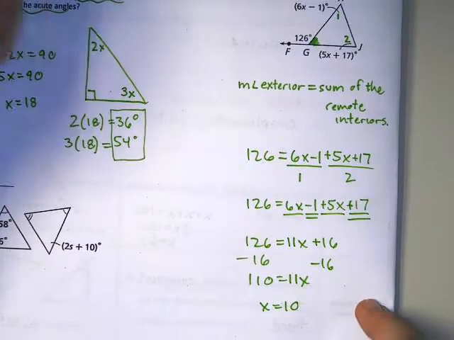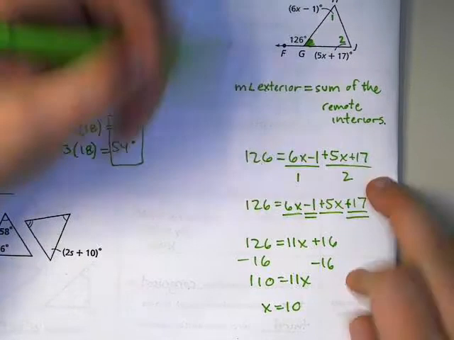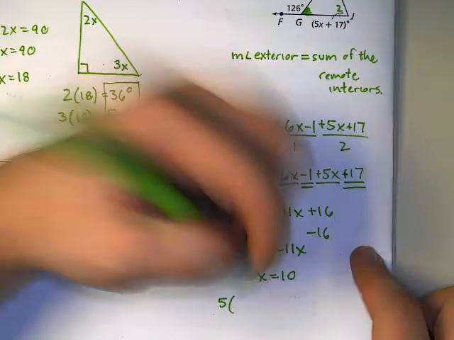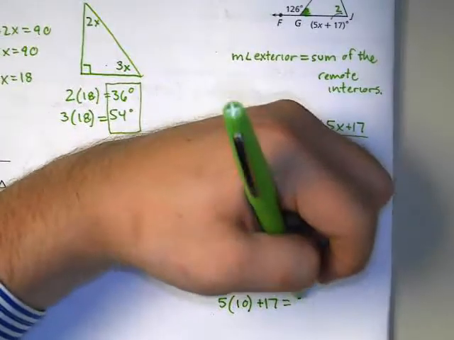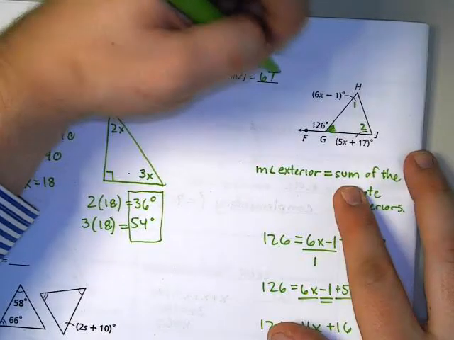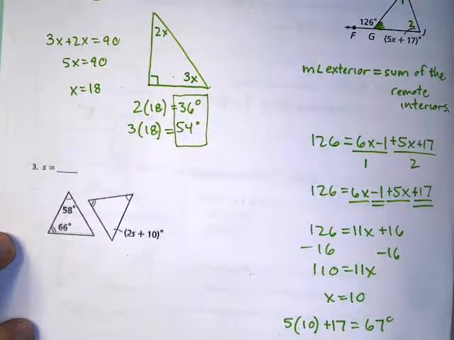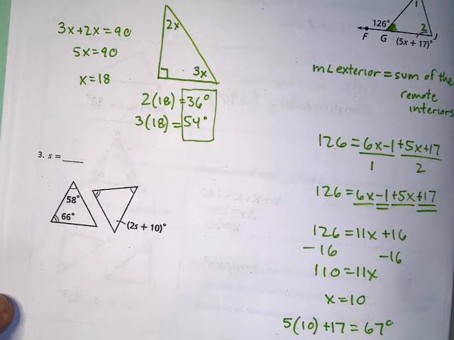Now, please make sure you answer the question. It asks for angle J, so you need to plug in 5 times 10 plus 17, which is equal to 67. So our final answer for angle J is 67 degrees. Okay. All right. Lastly.